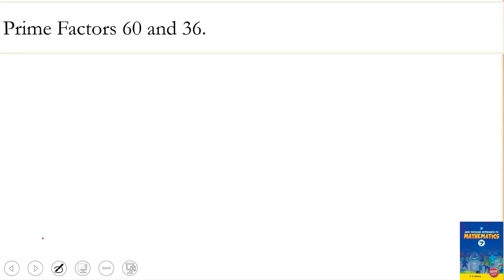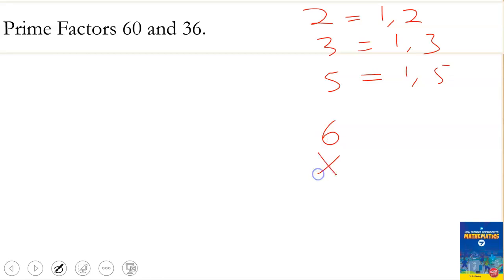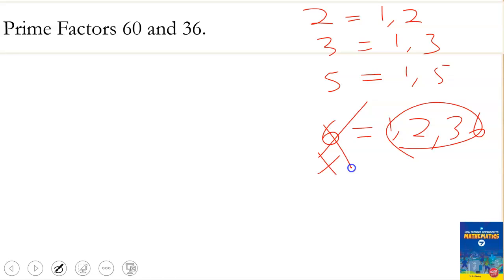Remember, we know from our previous lesson that a prime number simply means any number that has only two factors. Like 2 will give you factors as 1 and 2. 3 has 1 and 3. 5 has 1 and 5. If I pick 6, this is not a prime number because 6 will give you 1, 2, 3, and 6, which is more than 2 factors. So 6 is not a prime number. Right.